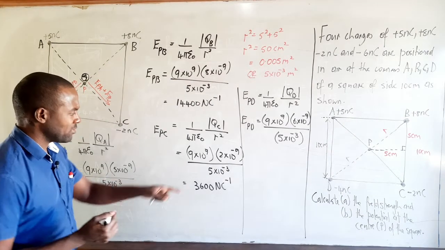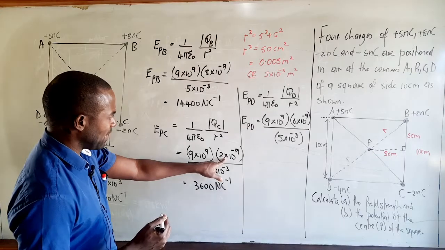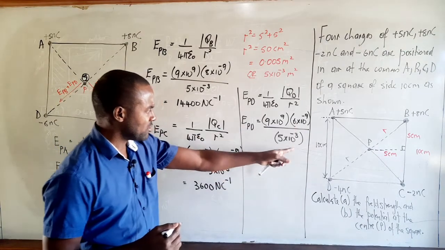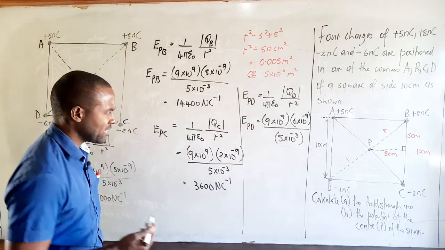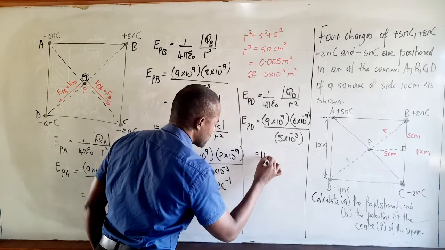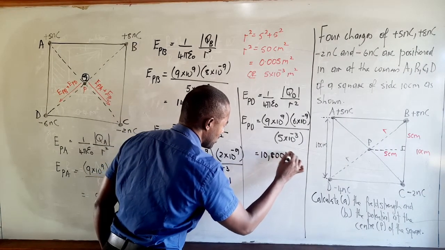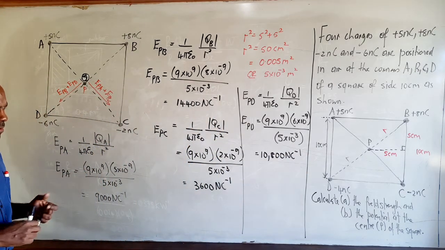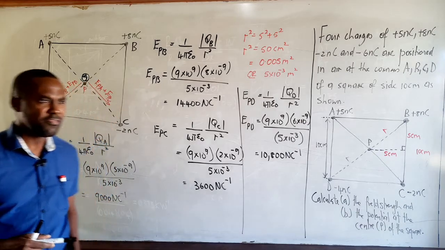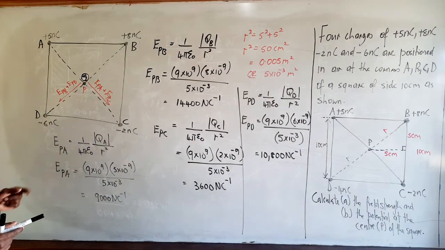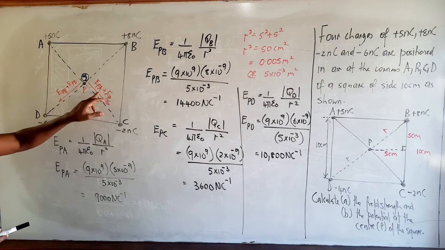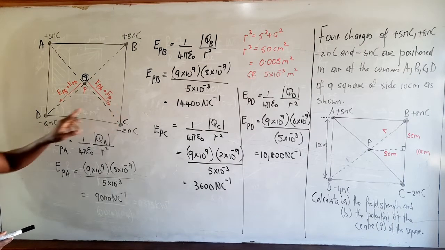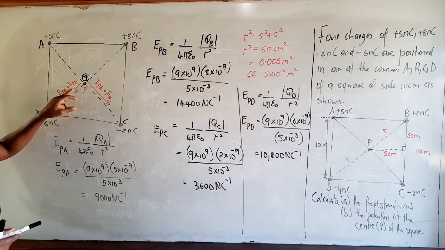Or if we compare it to what we have here, we're multiplying by 6 times 10 to the minus 9 as opposed to 2. So this would be 3 times this, which gives us 10,800 newtons per coulomb. So having done that, we've found the field strength at P due to each of these charges. Now what we've seen from our diagram is that certain field strengths will add. So EPA and EPC will add, and EPB and EPD will also add.